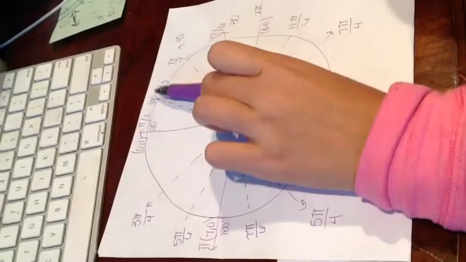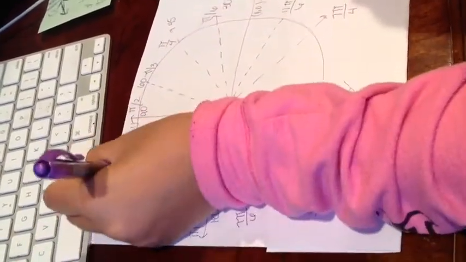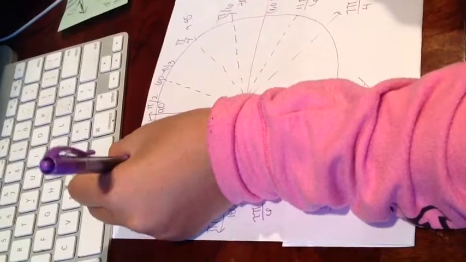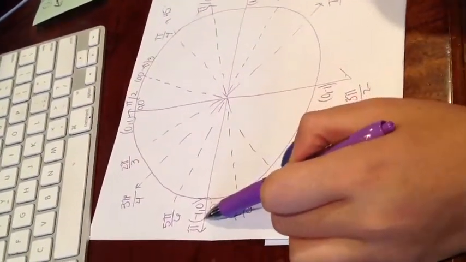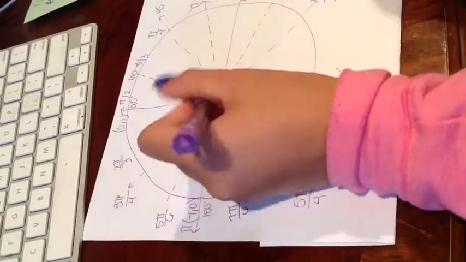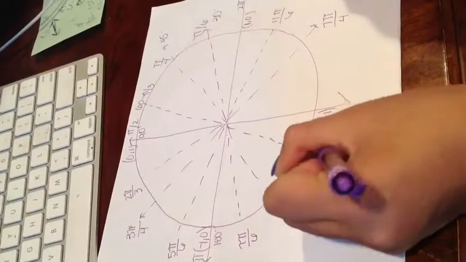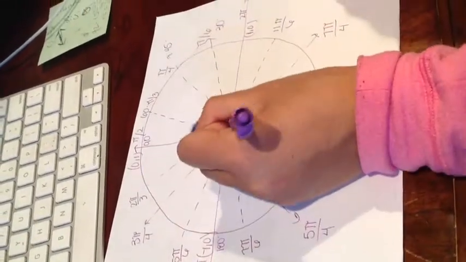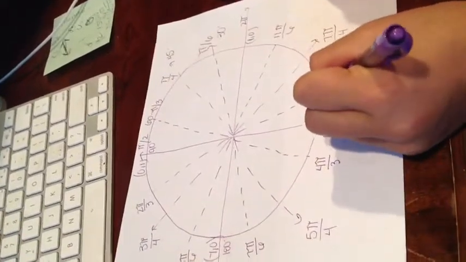We have pi over 3 here, so 2 pi over 3 is going to be up here in this corner. 3 pi over 3 will put you over at the x-axis. So now we have to come down here and go 4 pi over 3. And then 5 pi over 3 over here.